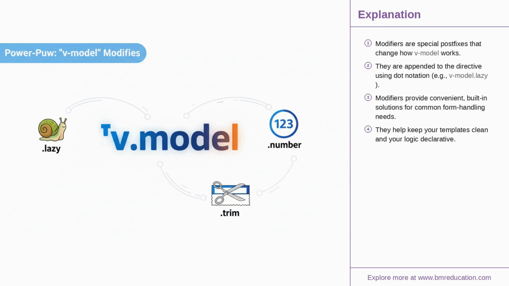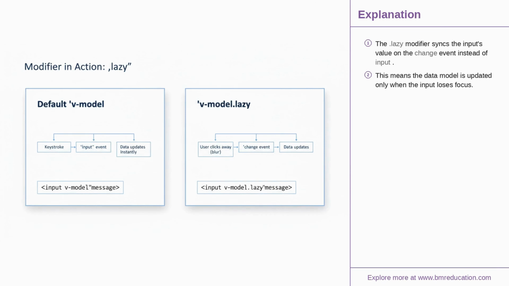These are special postfixes added with a dot that alter v-model's default behavior. They are powerful shortcuts for common tasks like trimming white space or handling numbers, saving us from writing repetitive boilerplate code. First up is .lazy.